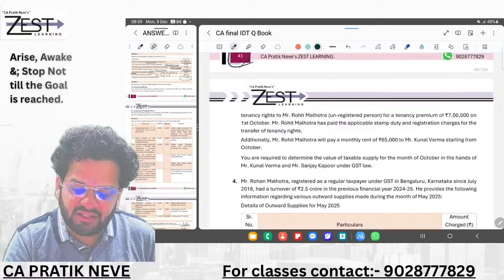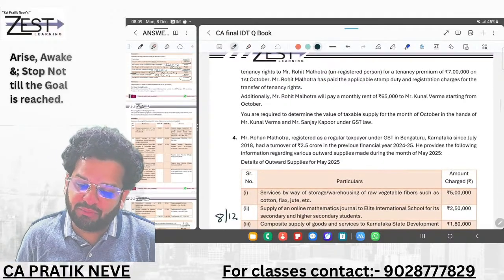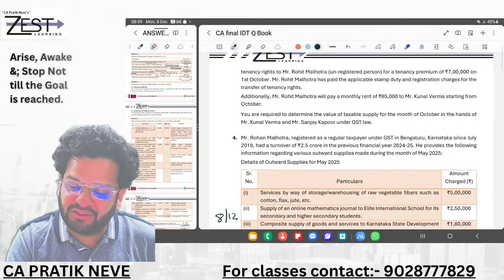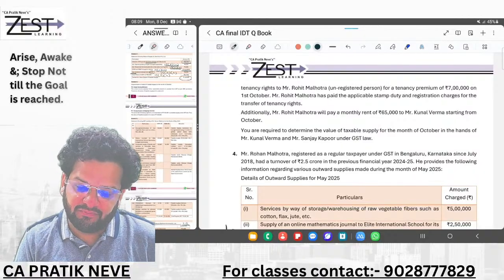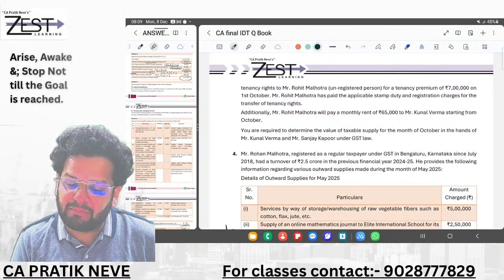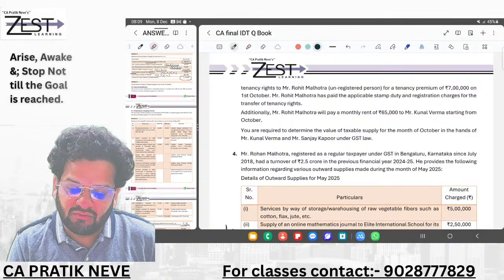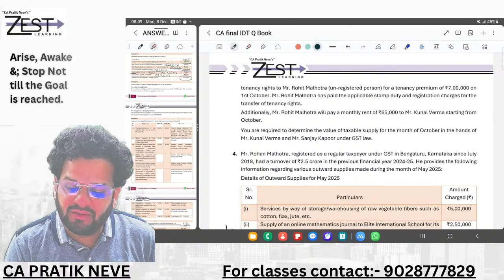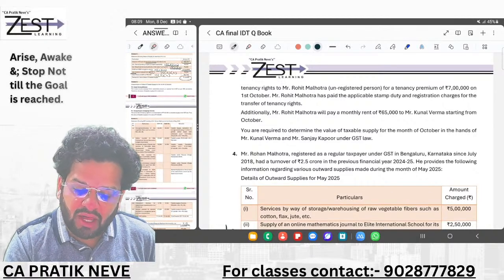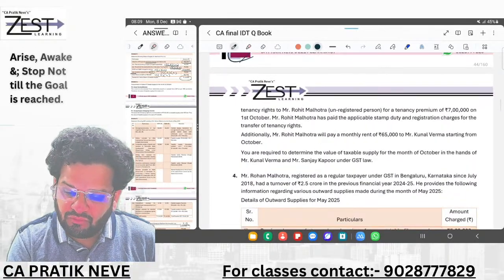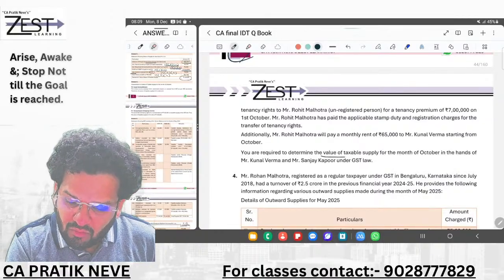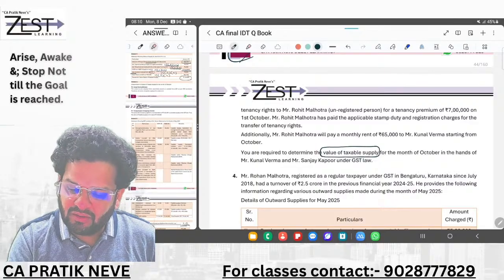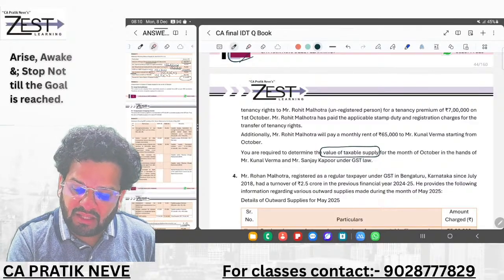He has surrendered his tenancy rights to Mr. Rohit Malhotra, unregistered person, for tenancy premium of 7 lakh on 1st October. Rohit Malhotra has paid the applicable stamp duty and registration charges for transfer of tenancy rights. Additionally, Rohit Malhotra will pay rent of 65,000 to Kunal Verma starting from October. You are required to determine value of taxable supply for the month of October in the hands of Kunal Verma.